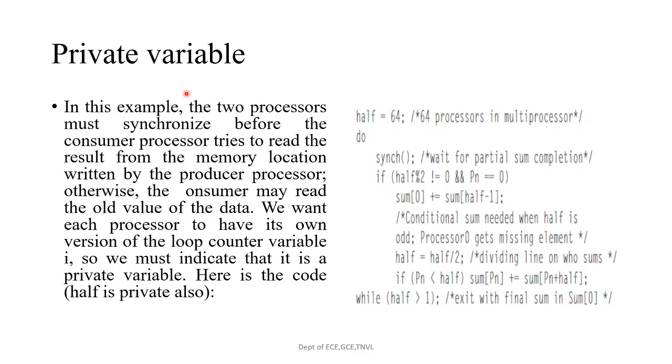And the last is the private variable. In this example, the two processors must synchronize before the consumer processor tries to read the result from the memory location written by the producer processor. Otherwise, the consumer may read the old value of the data. We want each processor to have its own version of the loop counter variable i, so we must indicate that it is a private variable. So here's the code, and here, this half is the private part.